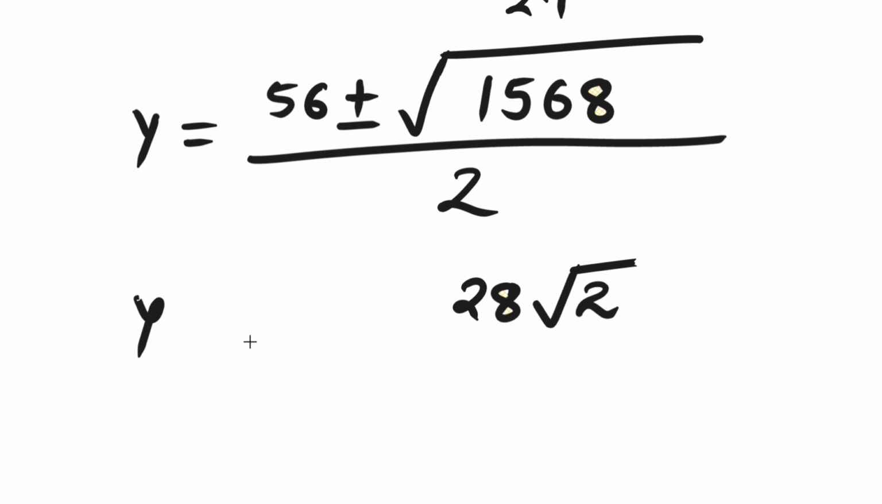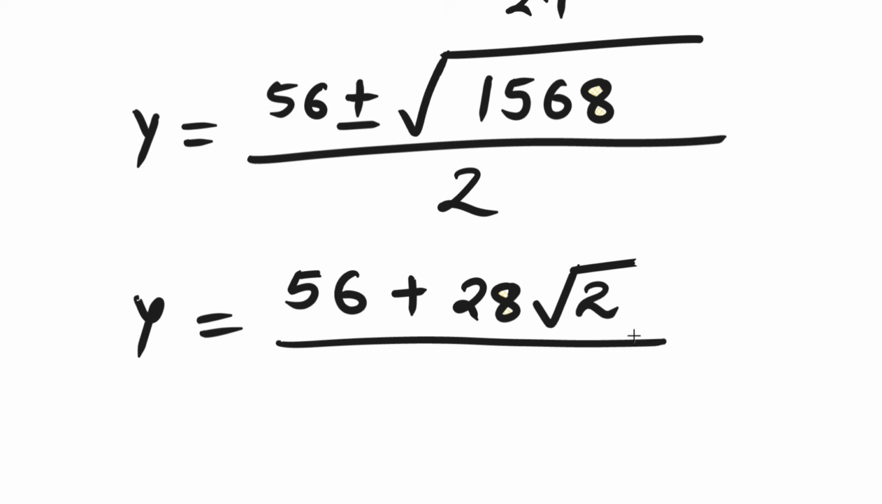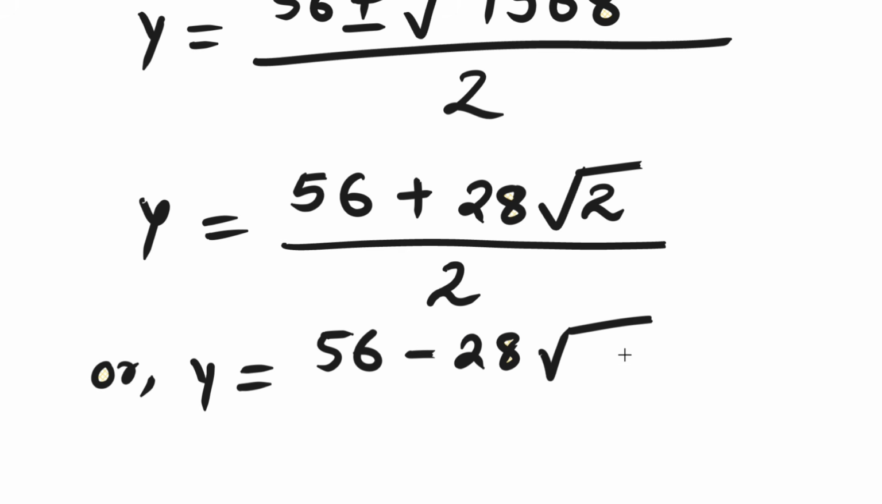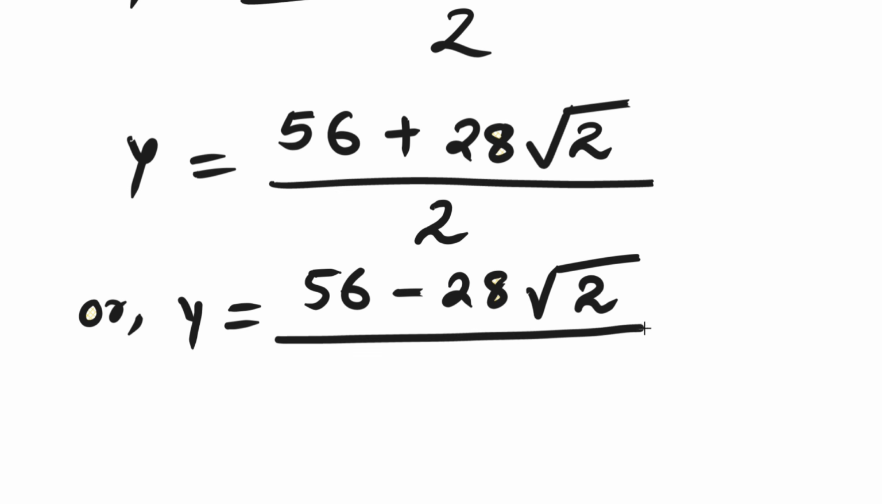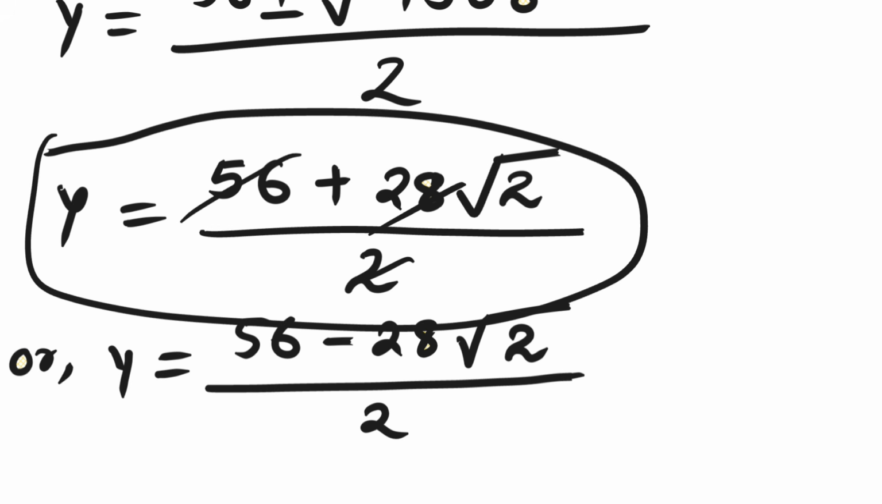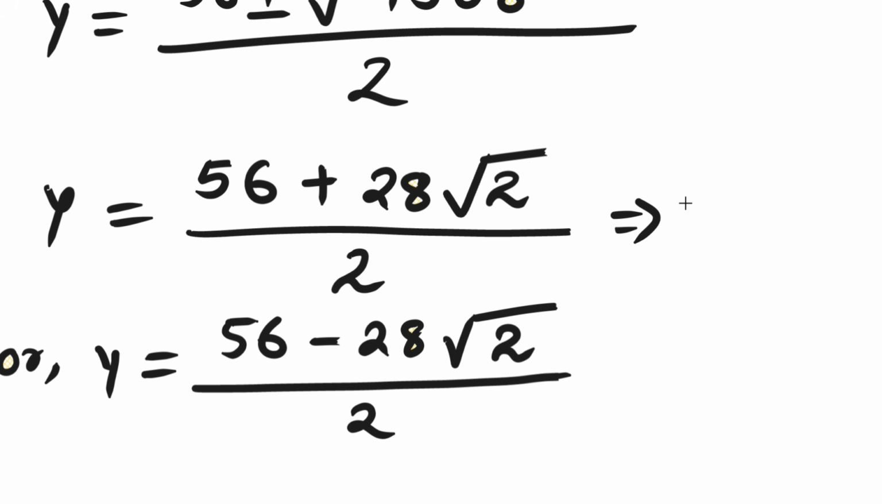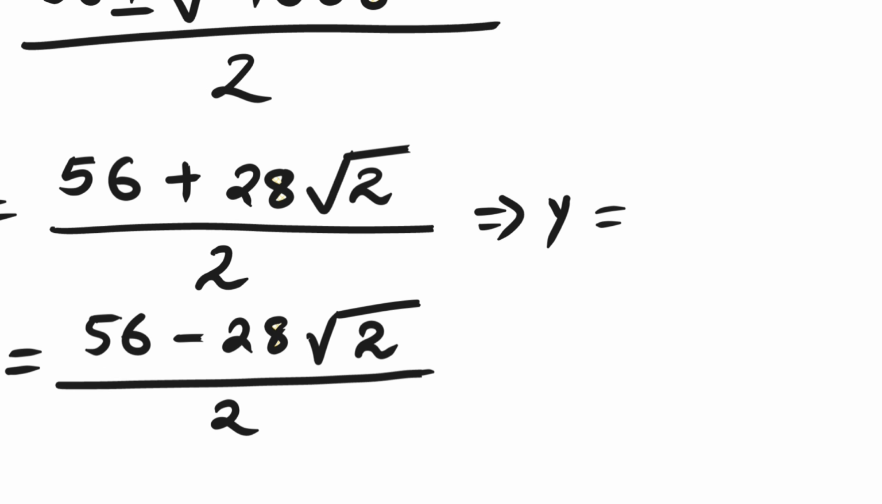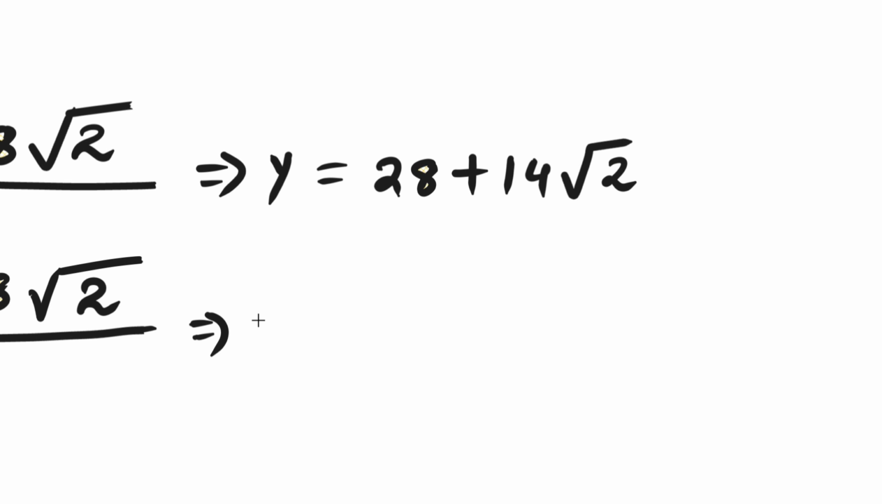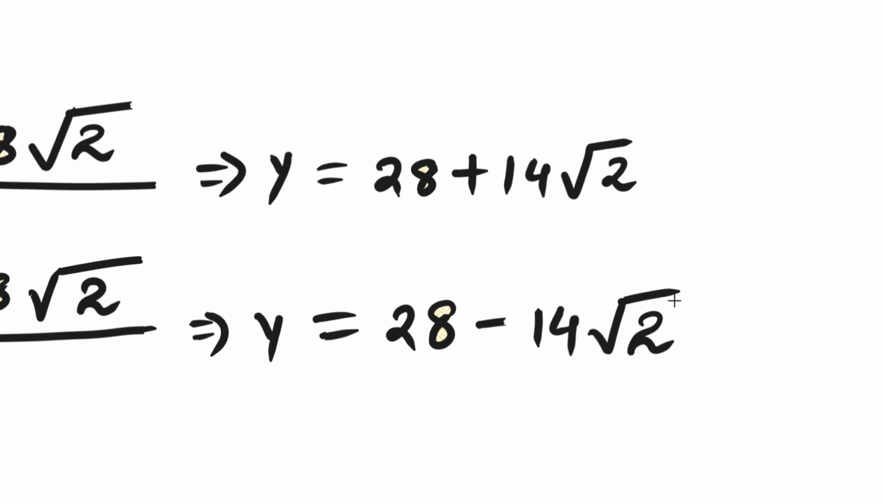So now our two possible answers are y equals 56 plus 28 multiplied by the square root of 2, divided by 2, or y equals 56 minus 28 multiplied by the square root of 2, divided by 2. We can simplify each one by dividing every term in the numerator by 2. That gives us two possible values, y equals 28 plus 14 multiplied by the square root of 2, or y equals 28 minus 14 multiplied by the square root of 2.